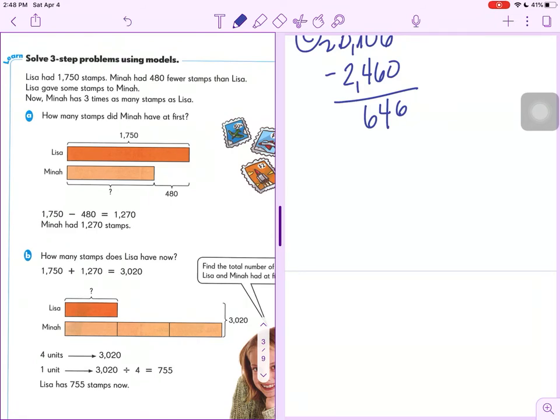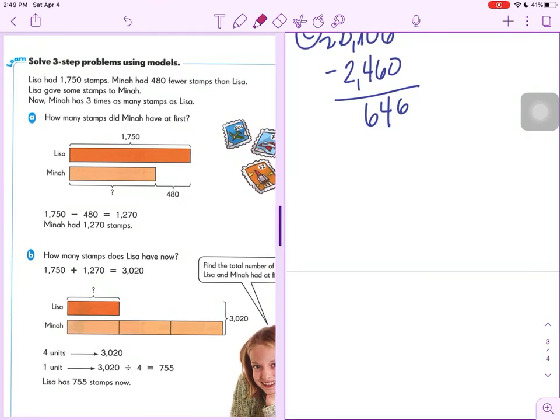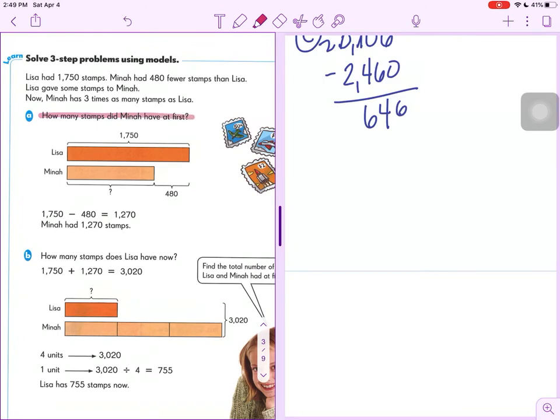All right, here we go. Lisa had 1,750 stamps. Mina had 480 fewer stamps than Lisa. Lisa gave some stamps to Mina. Now, Mina has 3 times as many stamps as Lisa. How many stamps did Mina have first? So here's our part A question. How many stamps did Mina have at first?